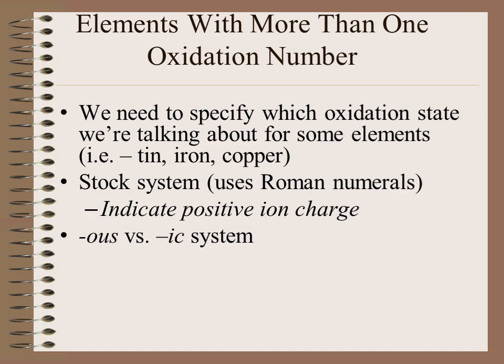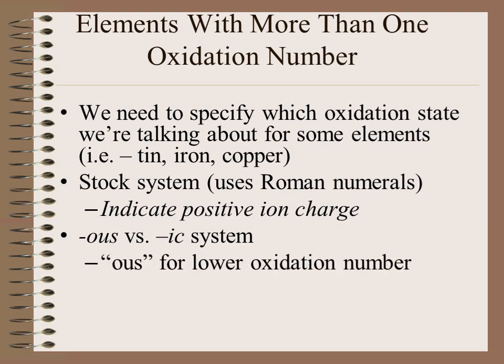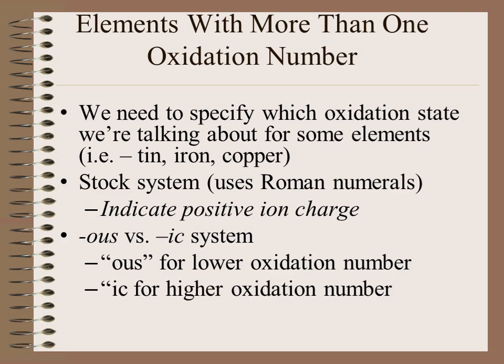Historically, though, there is an older system that uses suffixes on the ends of the element names or their Latin names, and this is sometimes referred to as the OUS versus IC system. And it's a relative system because the OUS and the IC endings don't represent a specific number, but rather which oxidation number is the lesser of the two and which one is the greater of the two. The OUS ending is used for the lower oxidation numbers, while the IC ending is used for the higher oxidation numbers.